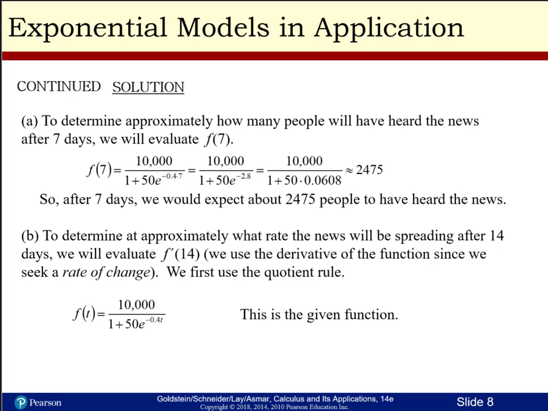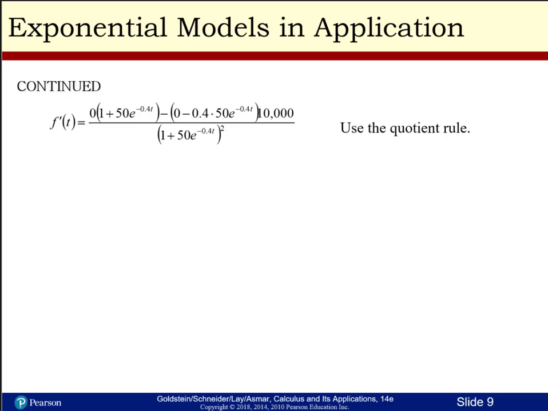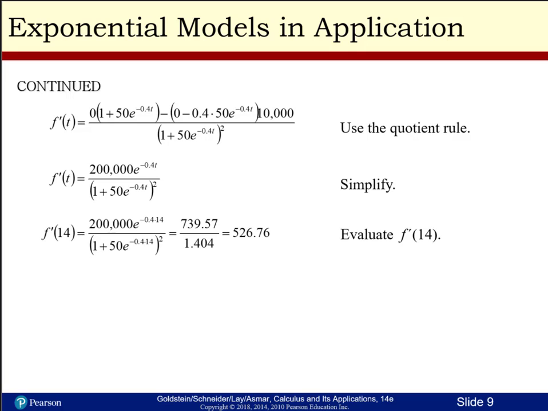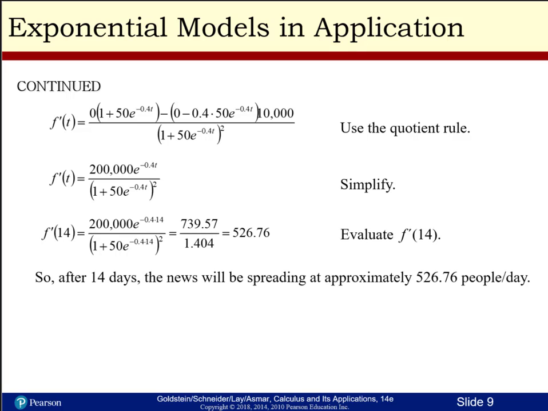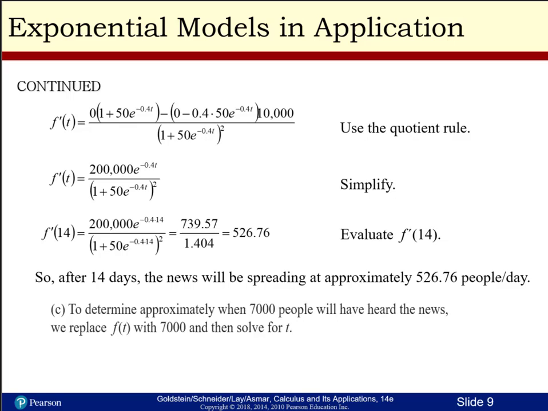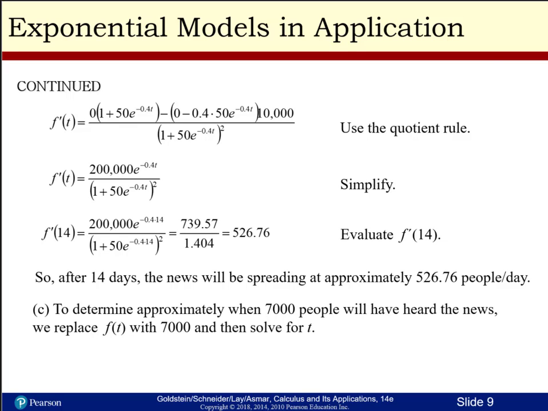So here's our given function. Next we'll use the quotient rule, and then we'll simplify it. And then what we need to do is just plug in that 14 to that derivative value. So after 14 days, the news will be spreading at approximately 526.76 people per day.